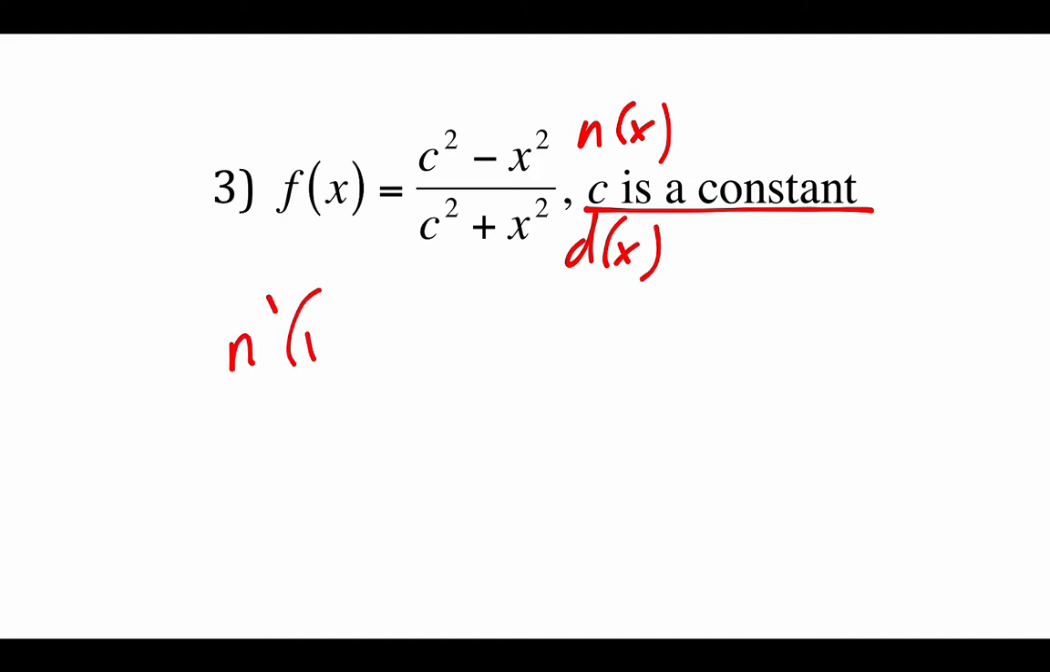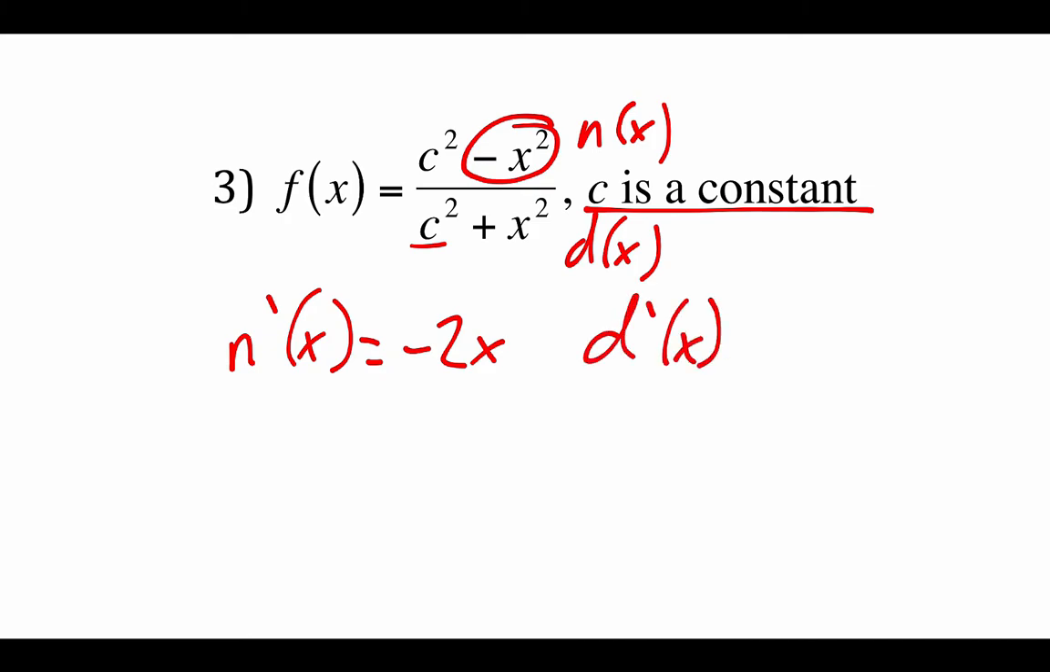The numerator's derivative, n prime of x, is going to be, well, c is a constant, and the derivative of a constant is just 0. So really, we only need to take the derivative of negative x squared, so that's going to give us negative 2x to the first. Same thing in the denominator, that's just the constant, so the derivative of that constant is going to be 0, so we don't need to bother writing that. And then the derivative of x squared is just going to be 2x.